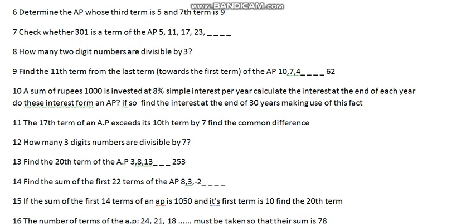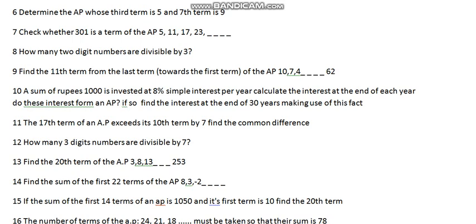A sum of rupees 1000 is invested at 8% simple interest per year. Calculate the interest at the end of each year. Do these interests form an AP? You are going to write the interest in sequence and find the difference, and afterwards if the difference becomes the same, then we say the interests are in AP. If so, find the interest at the end of 30 years making use of this fact. Very interesting question. Practice this one.